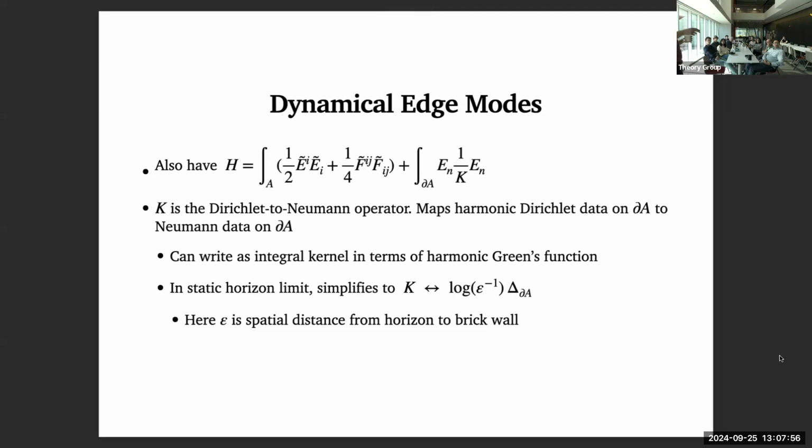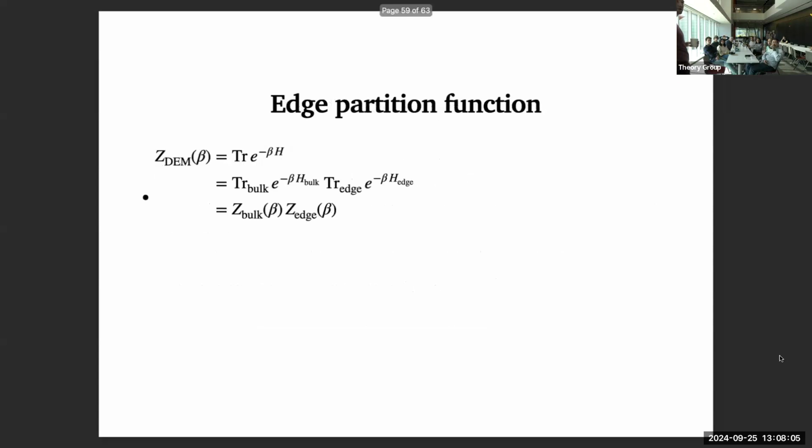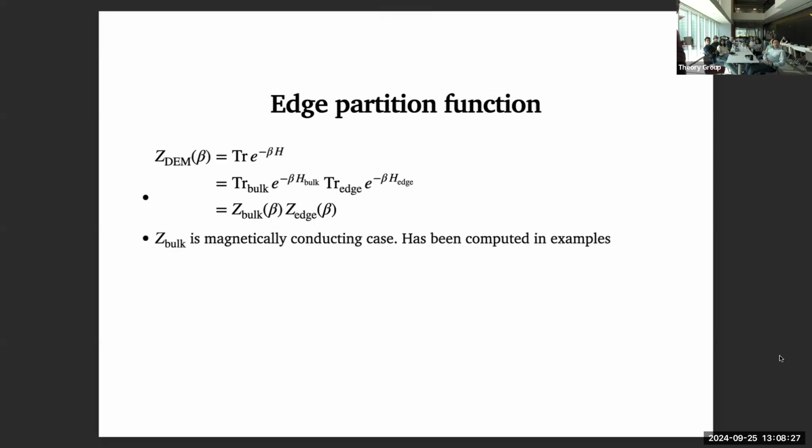So we can plug that in and start computing the partition function, seeing what the edge contribution is to it. The phase space factorizes, so the Hilbert space, the Hamiltonian splits, so the partition function will factorize as well. And we can just very directly write them as traces. It's a Lorentzian calculation. The bulk piece is just what you would have gotten from the magnetically conducting boundary conditions. So we're going to just focus on the new edge part.